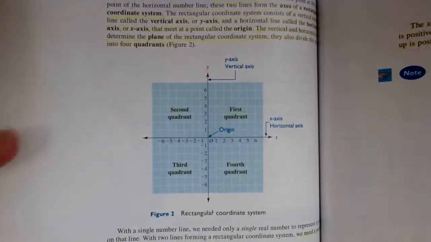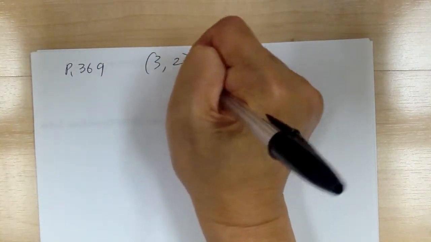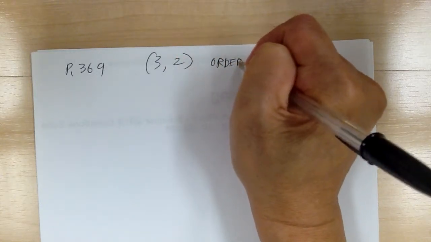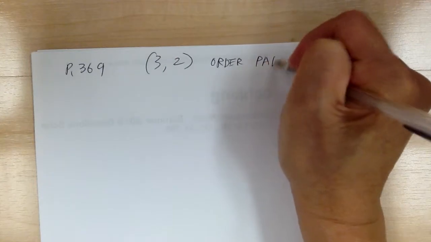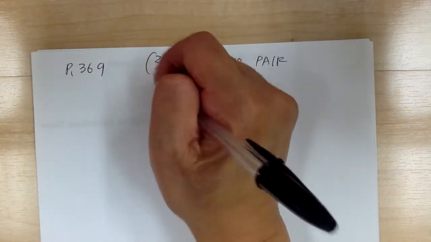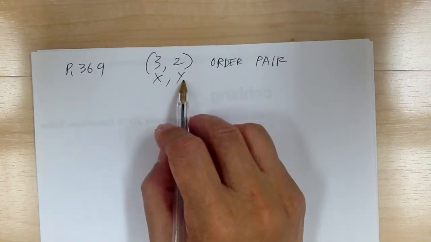Now let's go over how to graph. So let's go to page 369. On page 369, you want to graph a point. So let's say you want to graph the point 3, 2. Now this is called an ordered pair. It's called an ordered pair because it's a pair of numbers in a specific order. The first number is always x, the second number is always y.